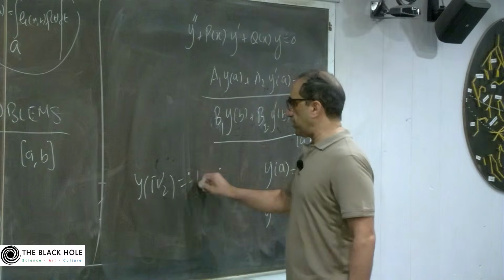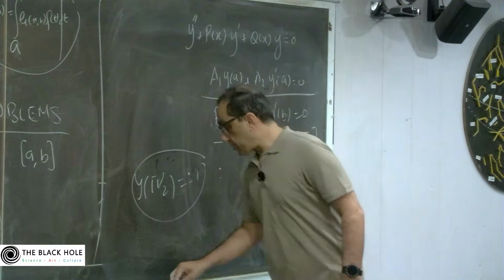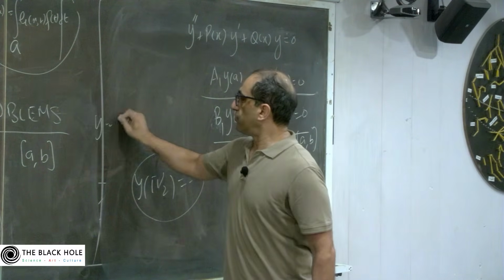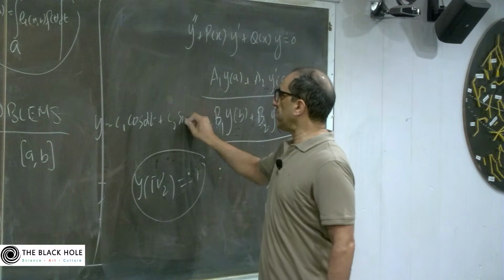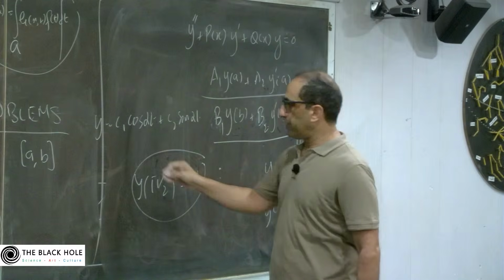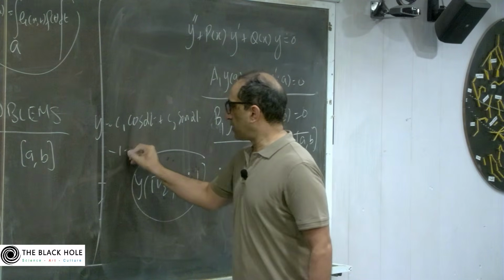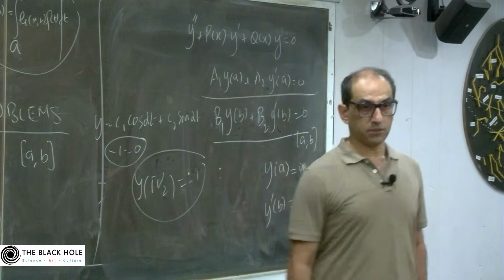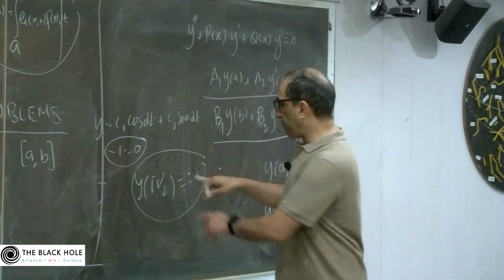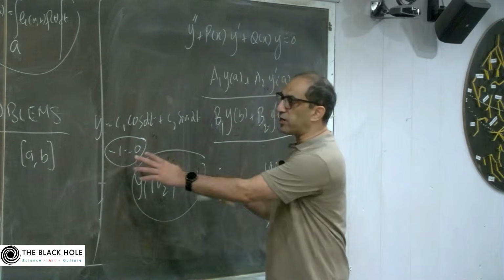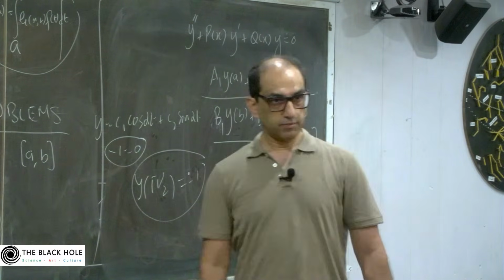For instance, y(π/2) is equal to minus 1. I did a problem. The solution was y is equal to c1 cosine of 2t plus c2 sine of 2t, and this led them to this thing, which was nonsensical. If I say this is the solution and I apply these boundary conditions, immediately I know that this is nonsensical. The condition will not have an explicit solution.